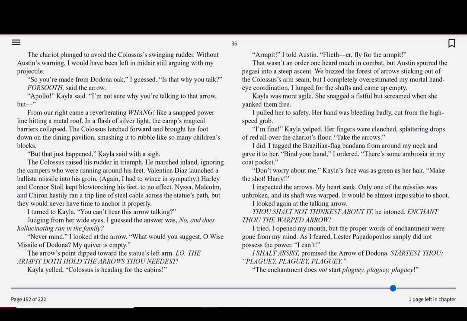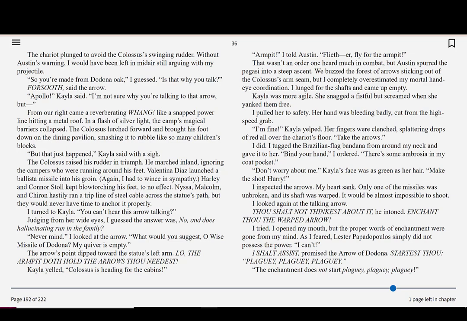Kayla yelled, "Colossus is heading for the cabins!" "Armpit," I told Austin. "Fly for the armpit." That wasn't an order one heard much in combat, but Austin spurred the Pegasi into a steep ascent. We buzzed the forest of arrows sticking out of Colossus's arm seam, but I completely overestimated my mortal hand-eye coordination. I lunged for the shafts and came up empty.